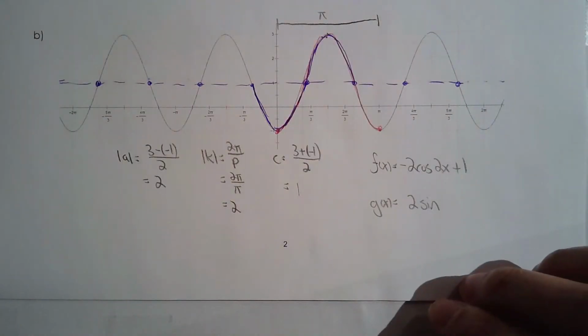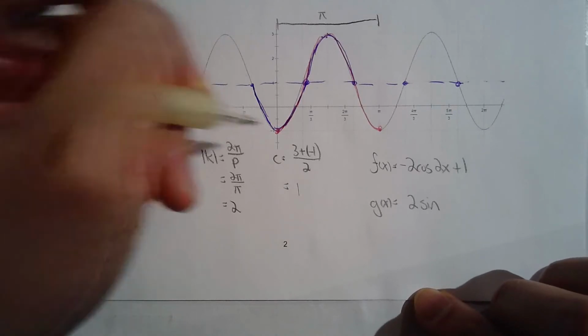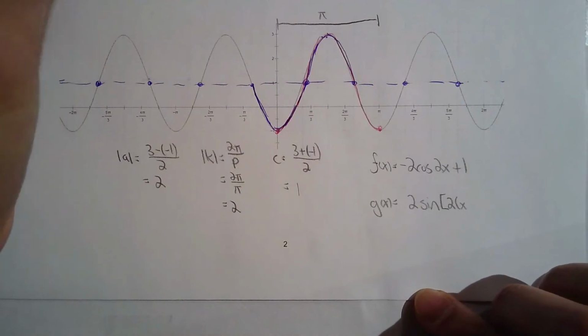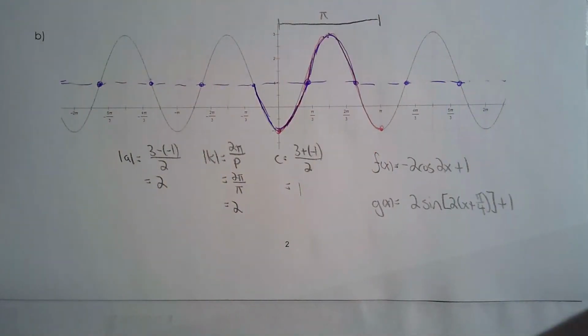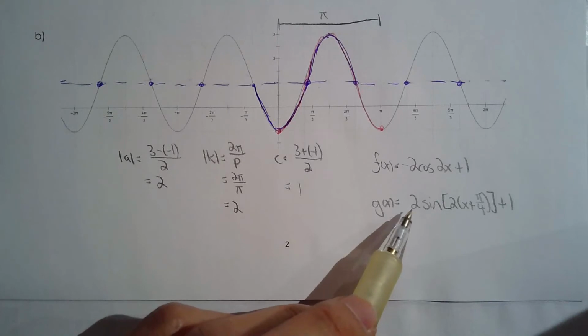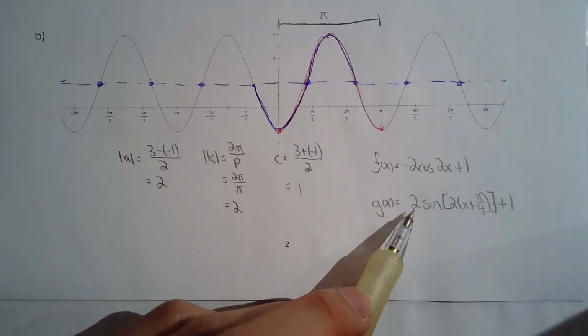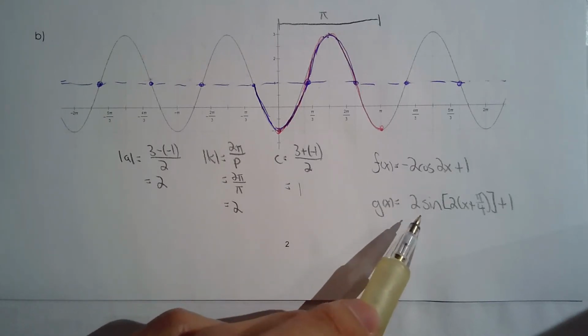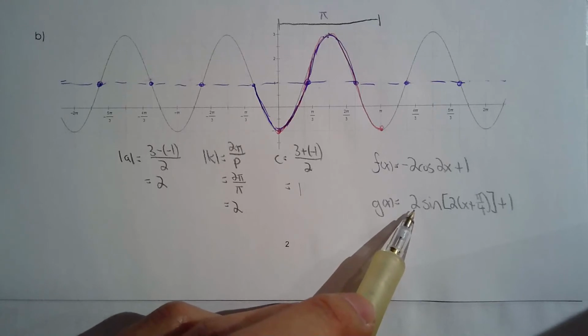Beautiful. So the question is, should I let A be +2 or should I let A be -2? So I'll let you think about that, and then I will sketch in everything. Plus pi over 4 because I shifted pi over 4 to the left, and then +1. C remains the same, K remains the same, and the magnitude of A must remain the same. Okay, but is A positive or negative here?